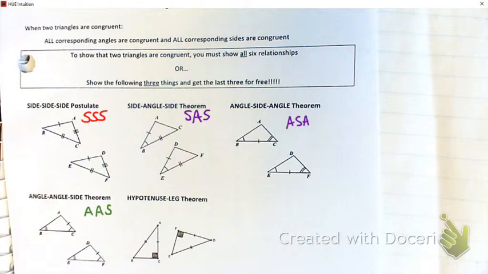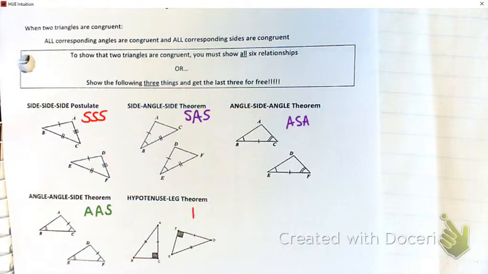Okay? Now, sometimes people get confused because they say, I don't know where to start. Well, there's not a set place to start. You just kind of have to look at it and start somewhere and try to figure out if one of these things work. Okay? And so we're going to practice it quite a bit.